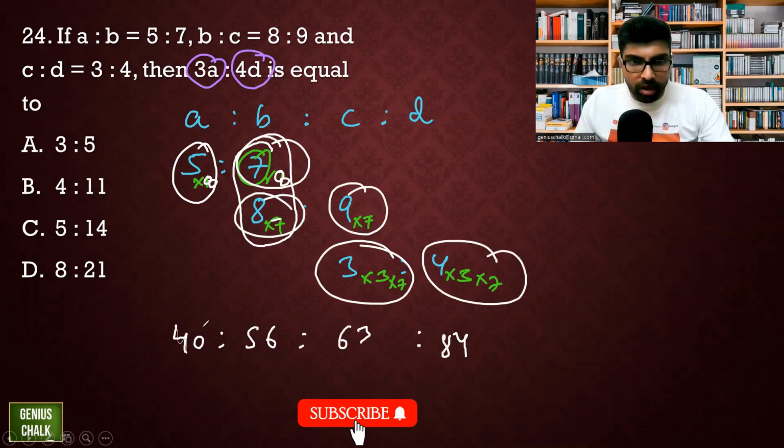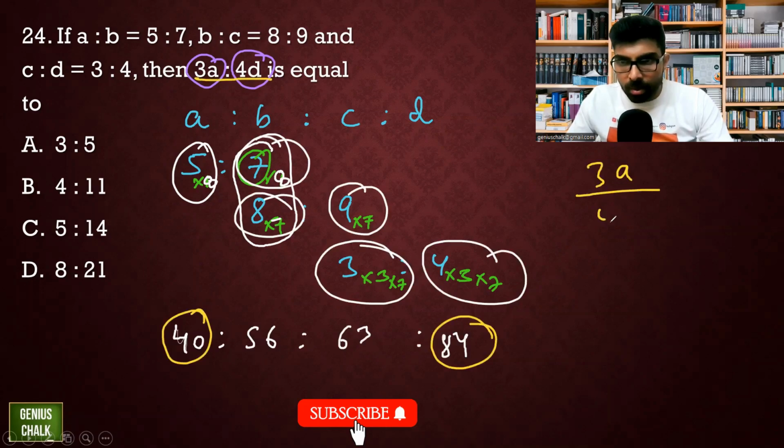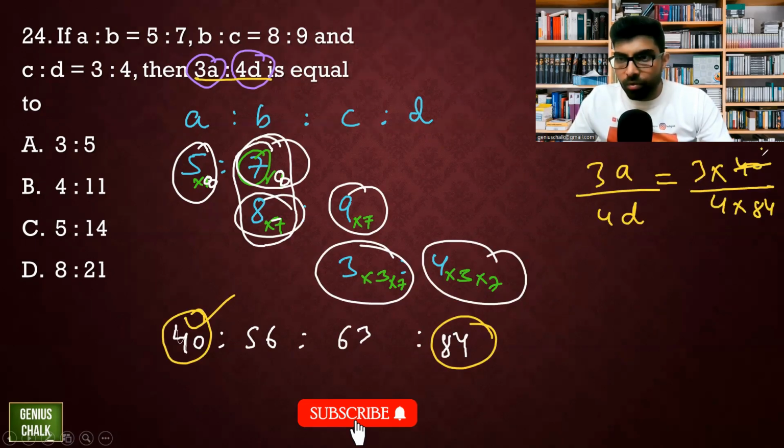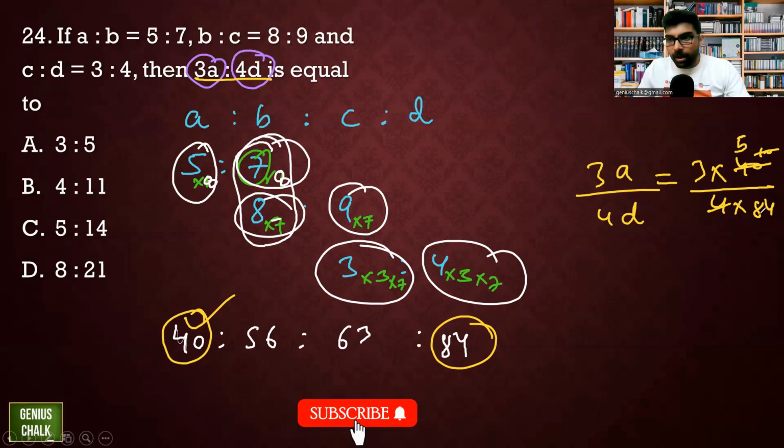Now what we are asked is 3A by 4D. So 3 into A by 4 into D. What is A? A is 40, and 4 into D, D is 84. So we can solve it. 4 10s are 40, 42s are 84, 3 1s are, so 5 is to 14. This is my answer. So this is a long method.